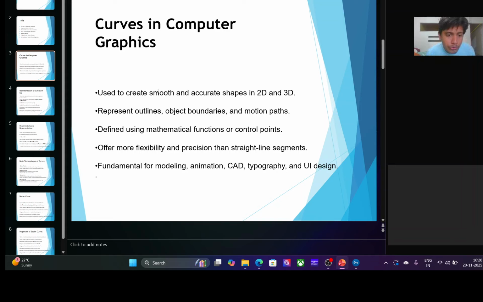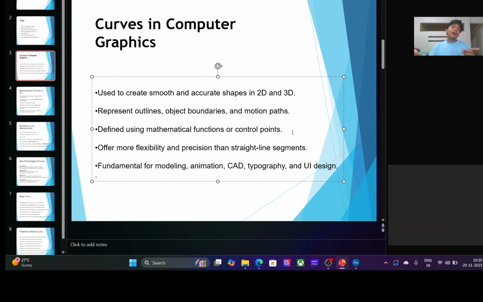Curves are used to create smooth and accurate shapes in 2D and 3D. They represent outlines, object boundaries, and motion paths. A curve is also defined using a mathematical function and control points. How can we make anything in computer graphics without a mathematical function? We cannot do anything in it without a mathematical function.